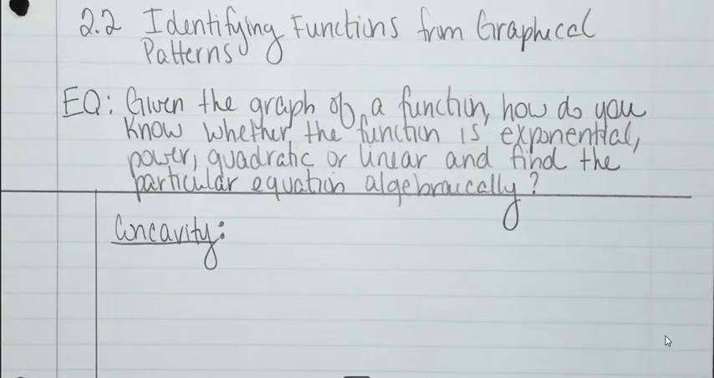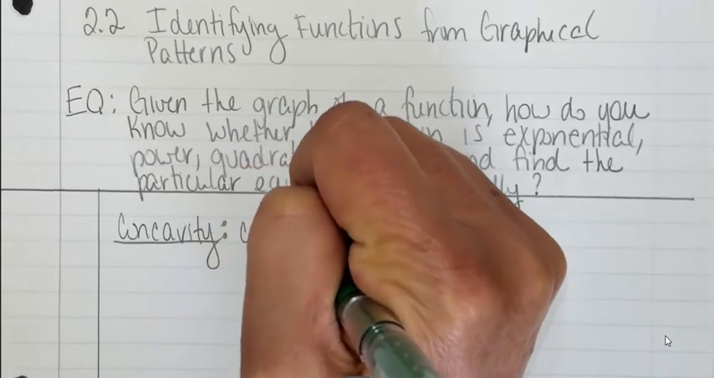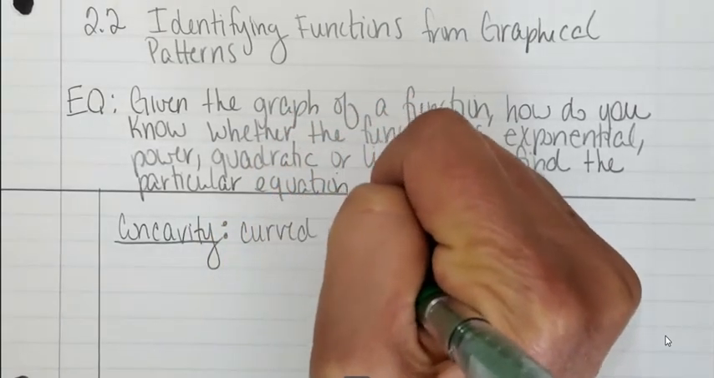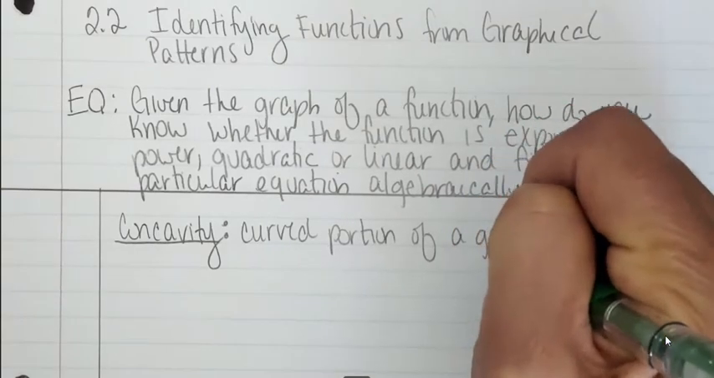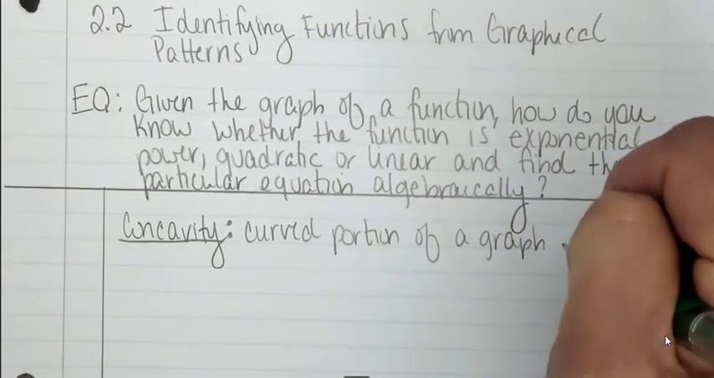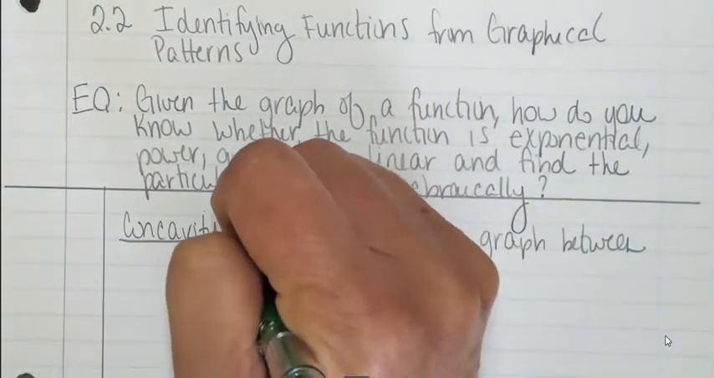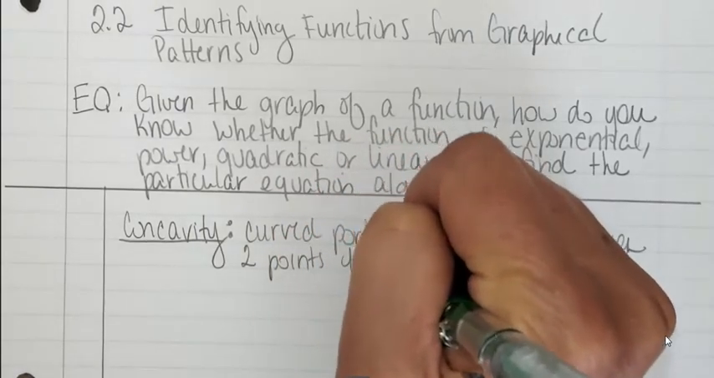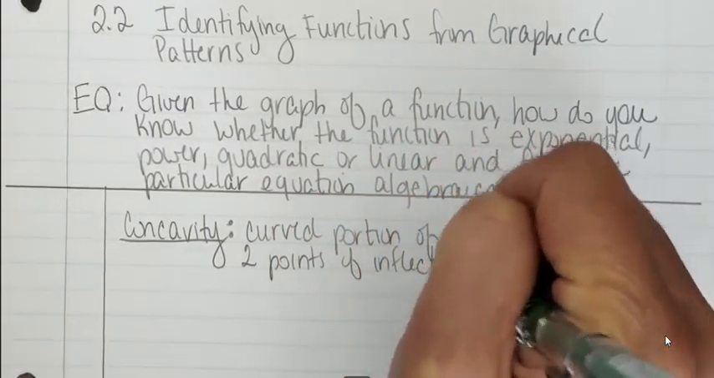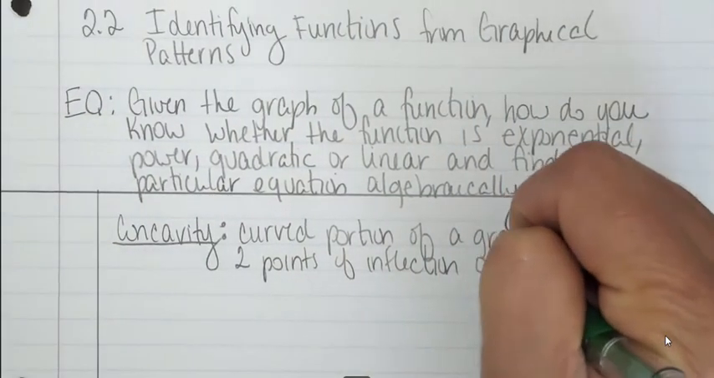So concavity refers to a portion of a graph. So let's see. It's the actual curved portion of a graph between 2 points of inflection, which is probably also a new word for you, points of inflection, or asymptotes.